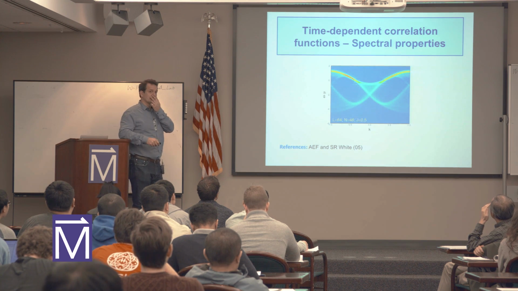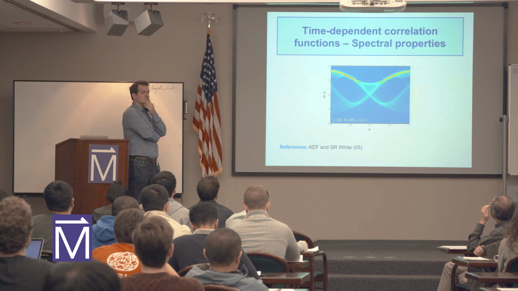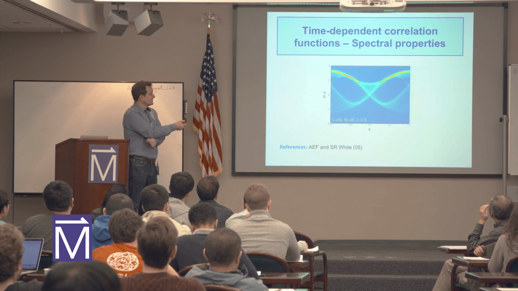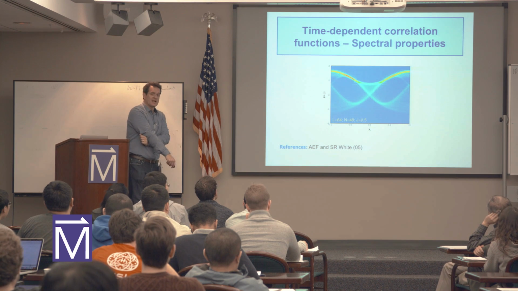Two important applications. In the next 5 minutes or 10, I'm going to go through these two examples. One is that you can use DMRG to calculate spectral properties, and it's a very efficient method to do it because it's a local quench.